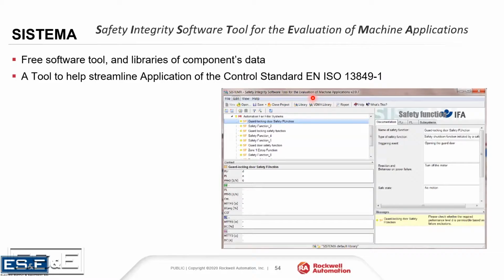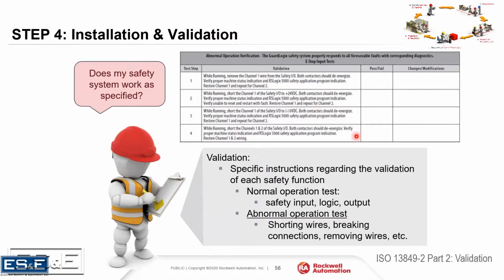It's actually two files, I'm pretty sure, that have all of our safety components in them. You want to make sure that they reside within your folder on your computer for Sistema. When it needs data for the components you're using, it will reference those files, pull and import that data, and use it in the report itself when it's doing the calculation.